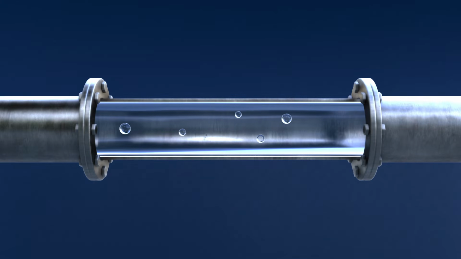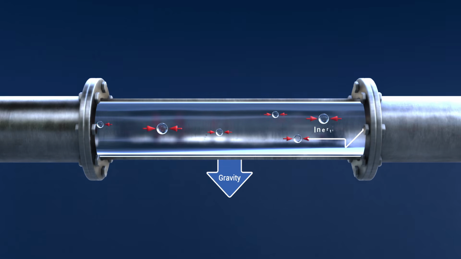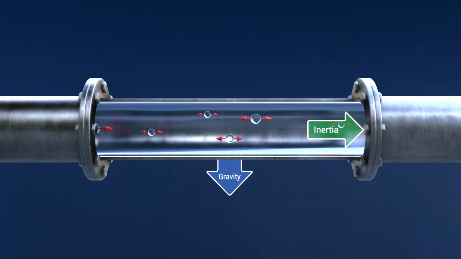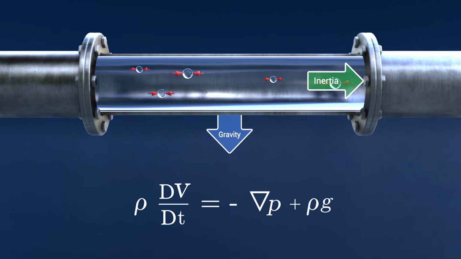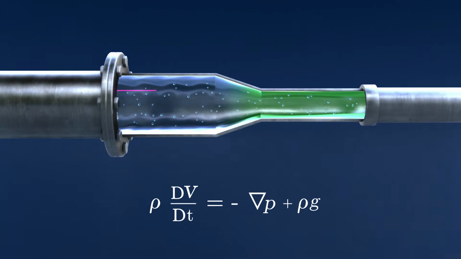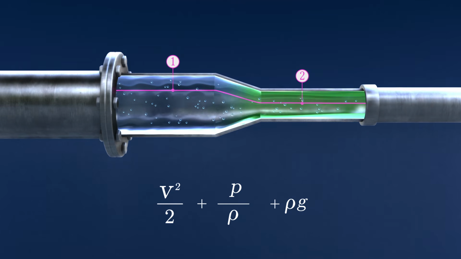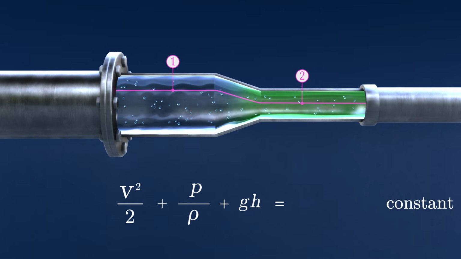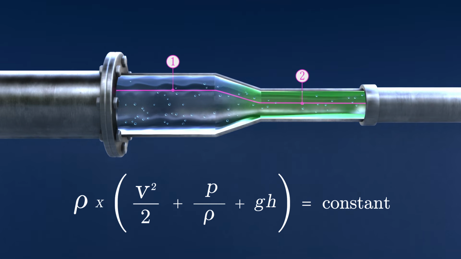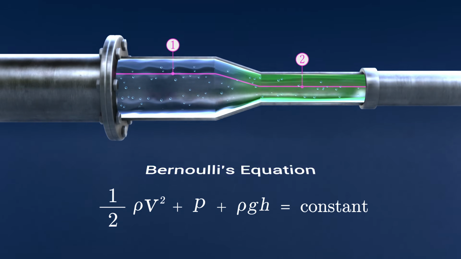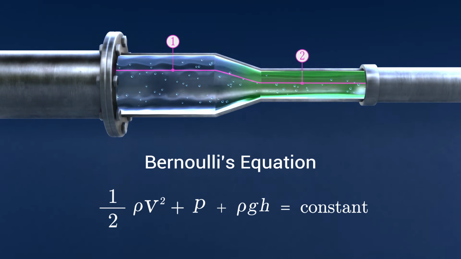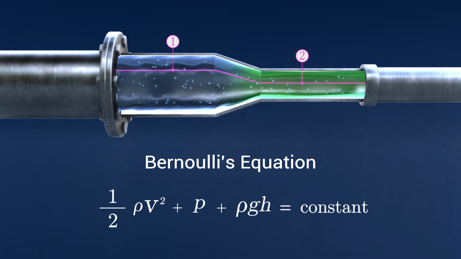Imagine a small element of fluid moving along a streamline. Three forces act on this fluid element: pressure forces pushing the fluid forward and backward, gravity acting on the fluid mass, and the inertia of the moving fluid itself. Applying Newton's second law along the streamline gives the Euler equation. When this equation is integrated between two points in the flow, we obtain 1/2 v² plus p/ρ plus gh equals constant. Multiplying through by density, ρ, produces the familiar Bernoulli equation: 1/2 ρv² plus p plus ρgh equals constant.